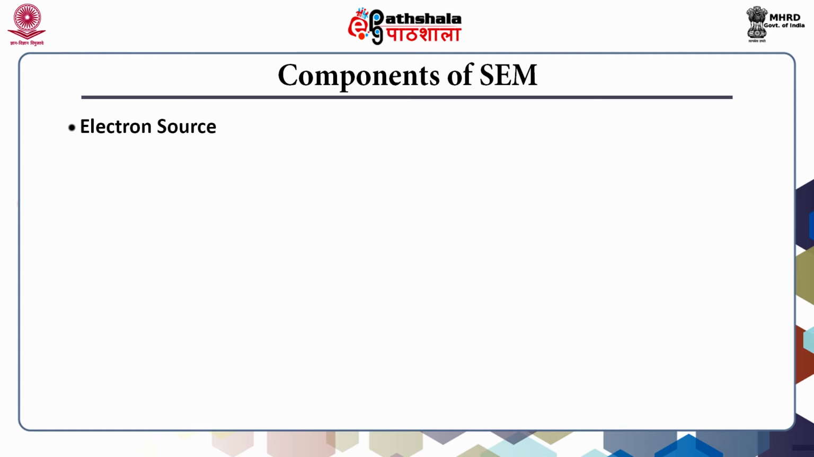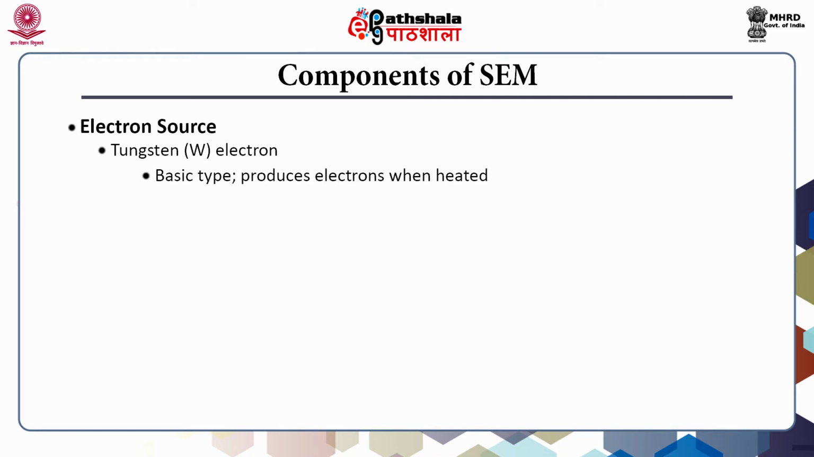There are three common types of electron sources. First one, tungsten electron filament. This is the basic type of electron source. It produces electrons when the filament is heated resistively.